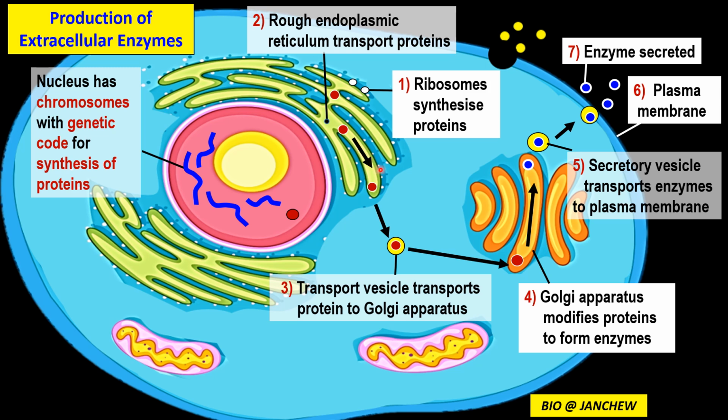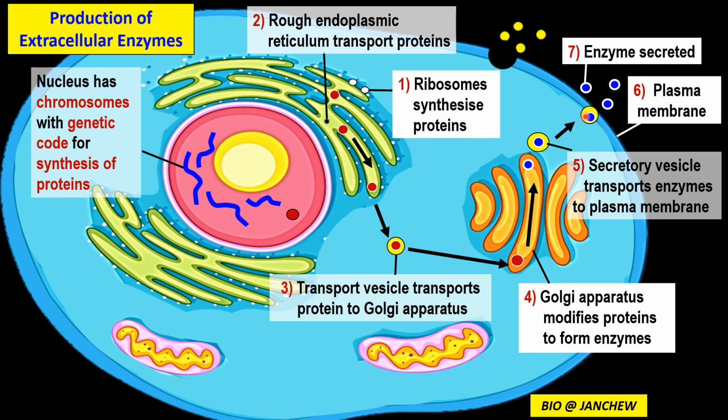rough endoplasmic reticulum. So rough ER or rough endoplasmic reticulum transports the proteins through the lumen, and then the rough ER will package the proteins in transport vesicles. Transport vesicles then transport the protein from rough ER to the Golgi apparatus. Okay, then in the Golgi apparatus, the proteins are modified to form the extracellular enzymes.